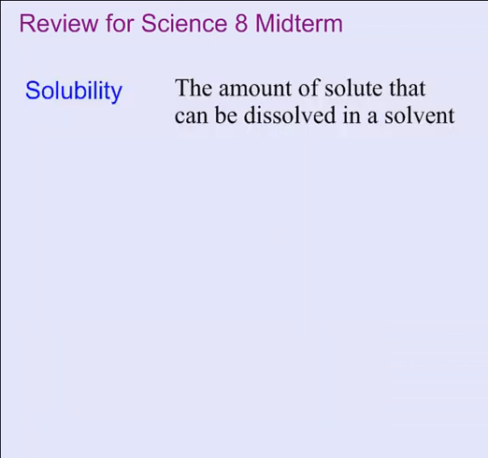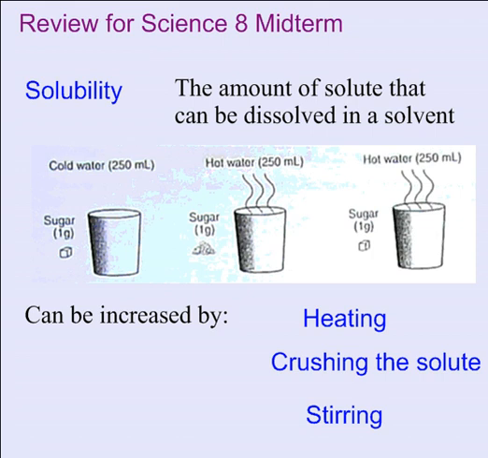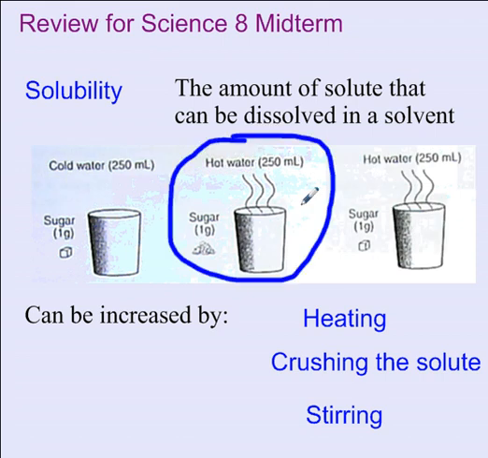Now that graph was about solubility. Solubility is a measure of the amount of solute that can be dissolved in a solvent. It can be increased by heating, crushing the solute, and stirring the solvent. Each one of these things will increase solubility. So in this example, which one do you think would have the highest solubility? I choose this one. It has both a crushed solute and a higher temperature. If I stir it, it will dissolve even faster.